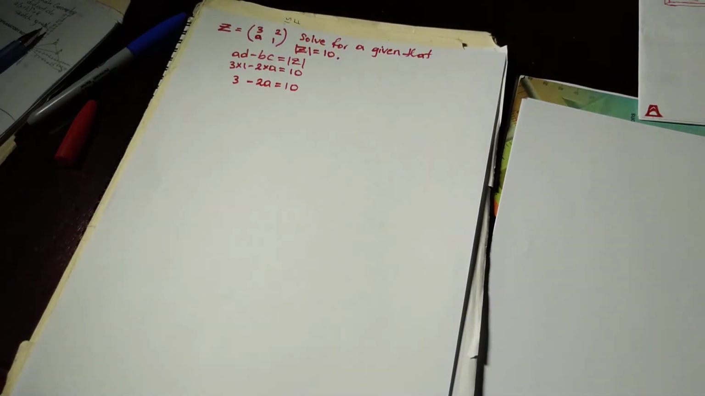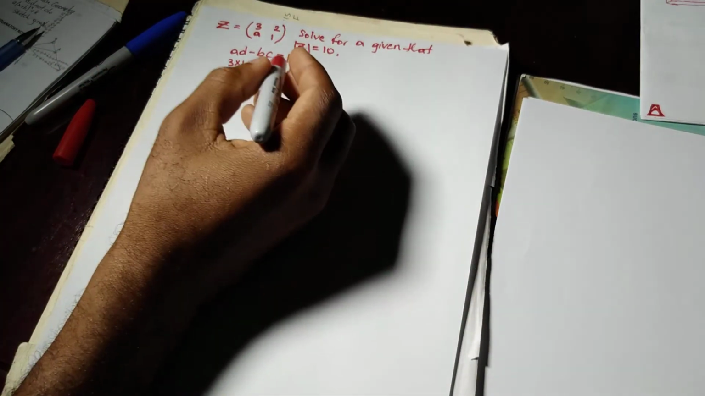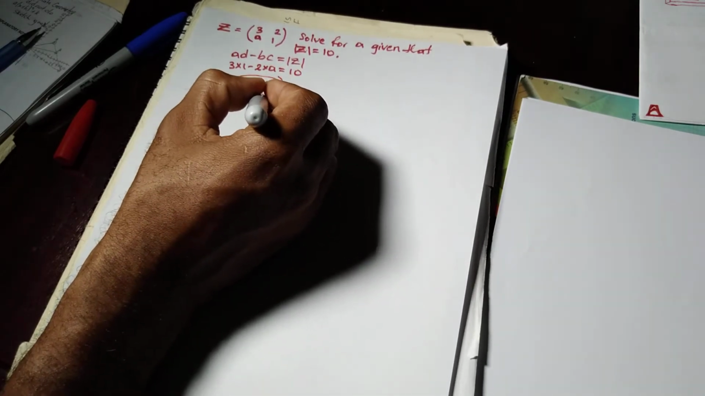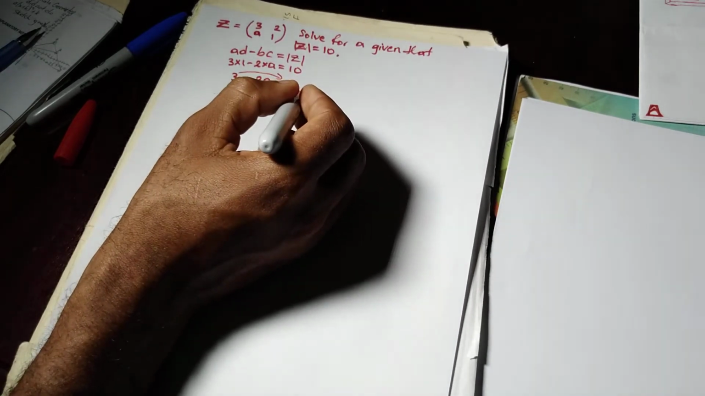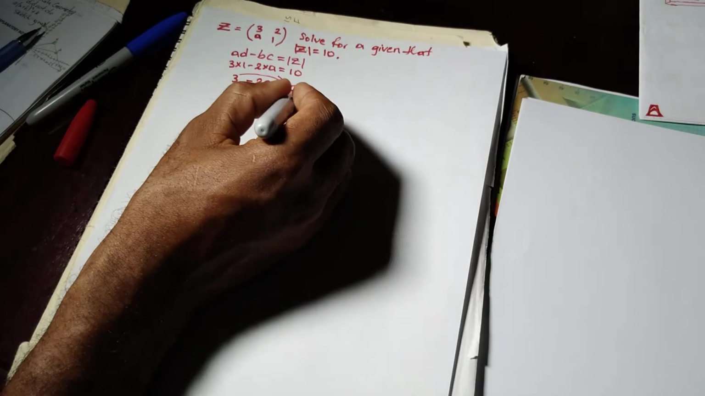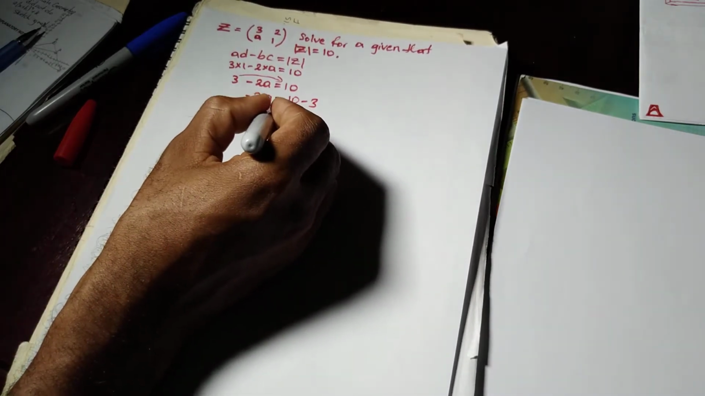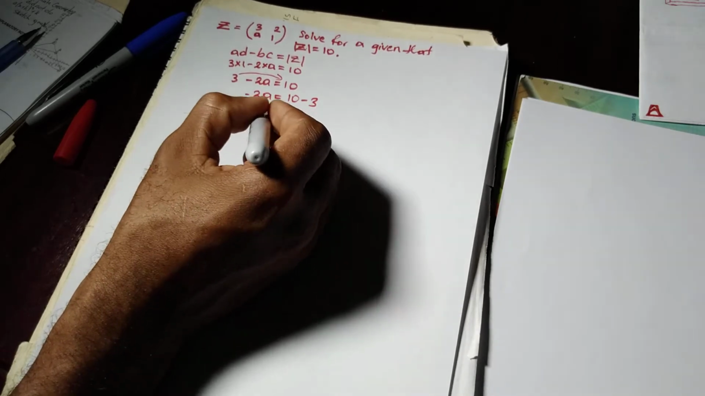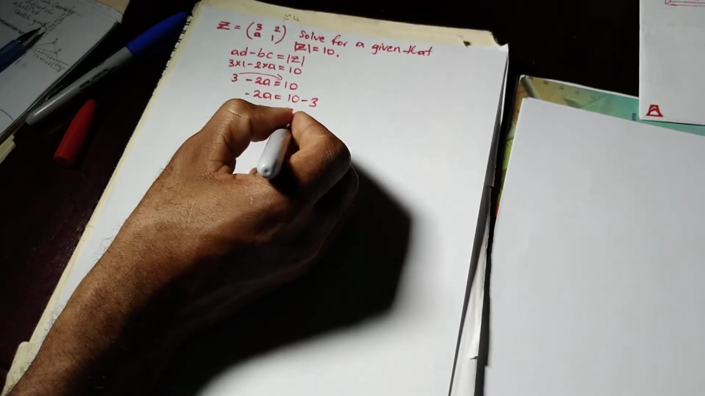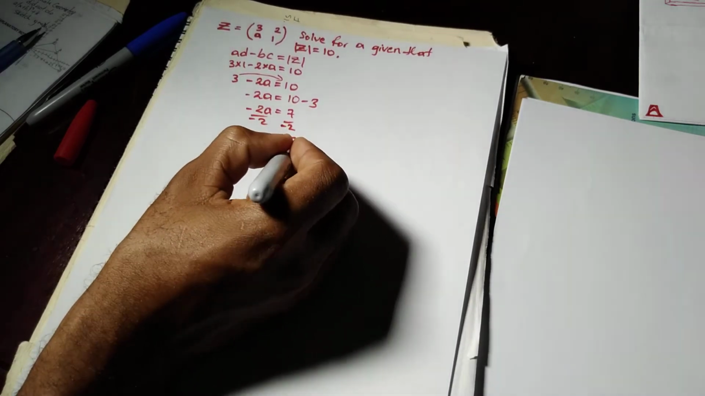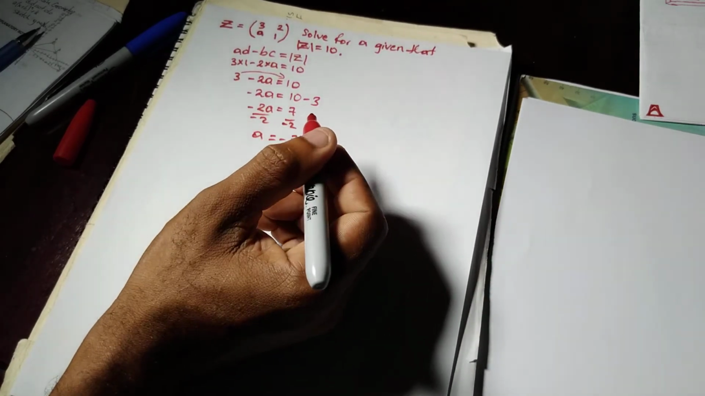This is a linear equation. So what I'm going to do is just solve the linear equation. I'm going to collect like terms, so I'm going to bring the 3 over the equal sign. So I'm going to have minus 2A is equal to 10 minus 3, so minus 2A is equal to 7. Divide both sides by minus 2. So A would be equal to minus 7 over 2. So that would be the answer.